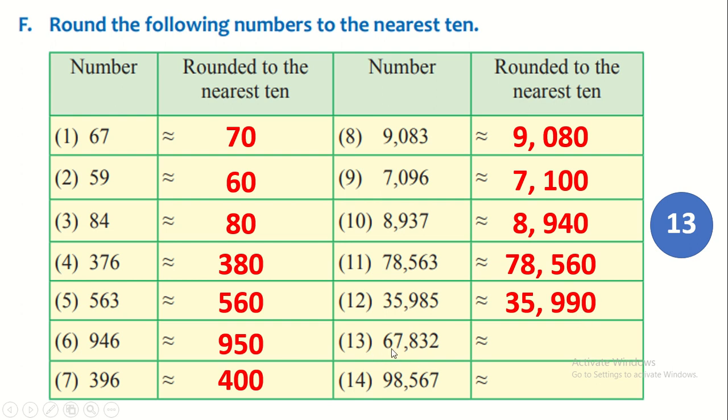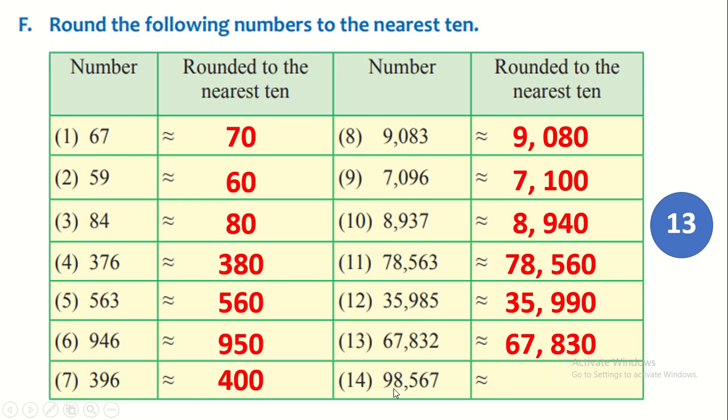Number 13. 67,832. The nearest 10 here is 3, 32. Next is 2. The answer is 67,830. It's the nearest 10.